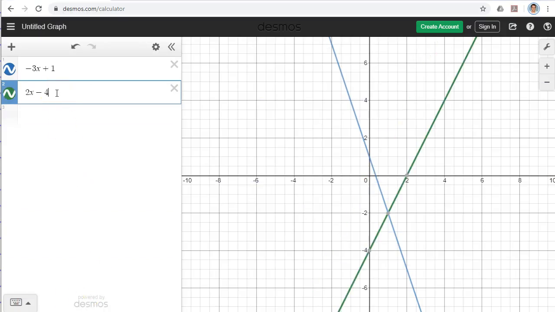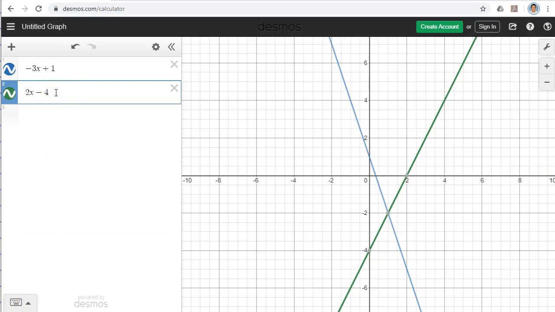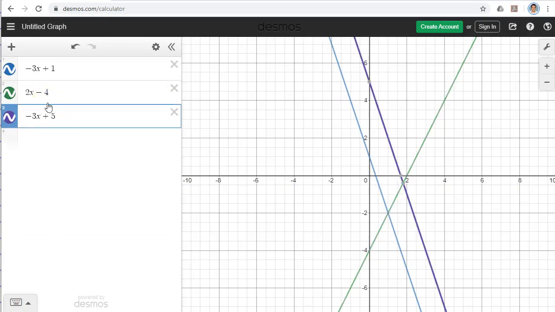You can see that both of these lines, the blue and the green, are definitely not parallel. Parallel lines will never, ever cross each other, so that's a big giveaway. And finally, we have negative 3x plus 5. Excellent. So you notice how the blue and purple lines are parallel. They look like railway tracks, don't they? So what makes them parallel?